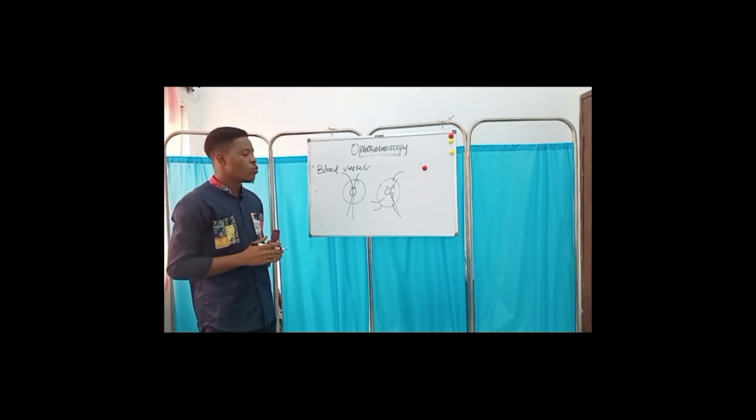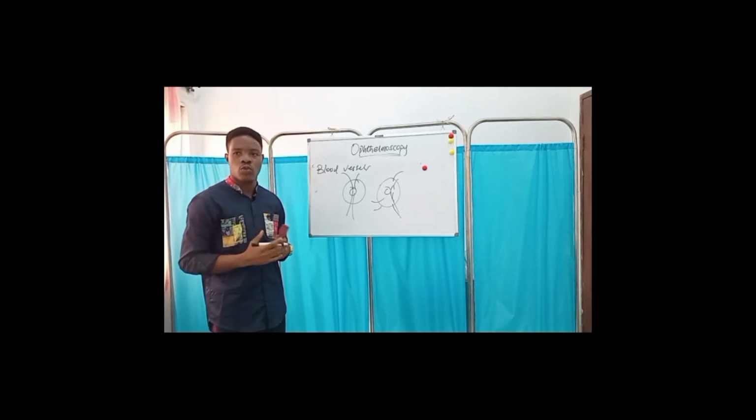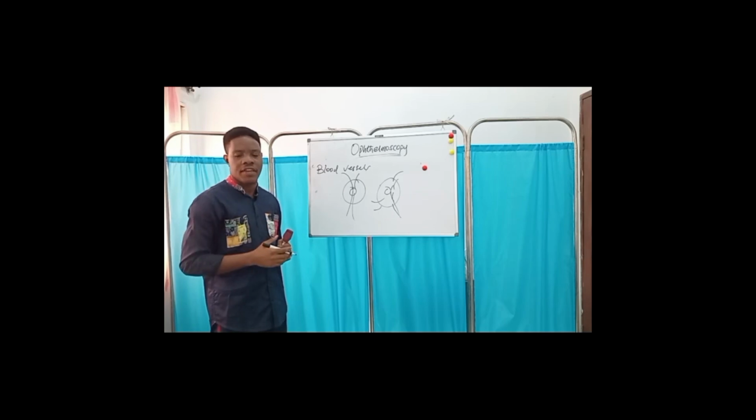And then after that, we also look at the AV ratio. It should be 2 to 3. The AV ratio should be 2 to 3. Also the color of the vein. We should note that there is no silver wiring or copper wiring effect.